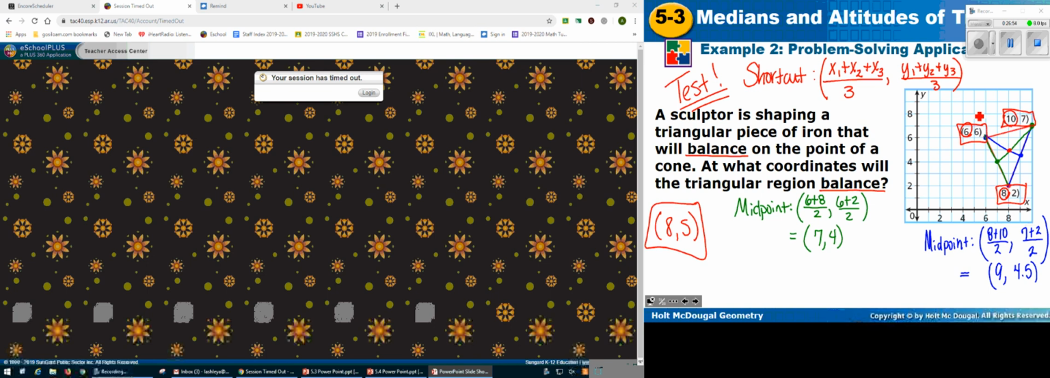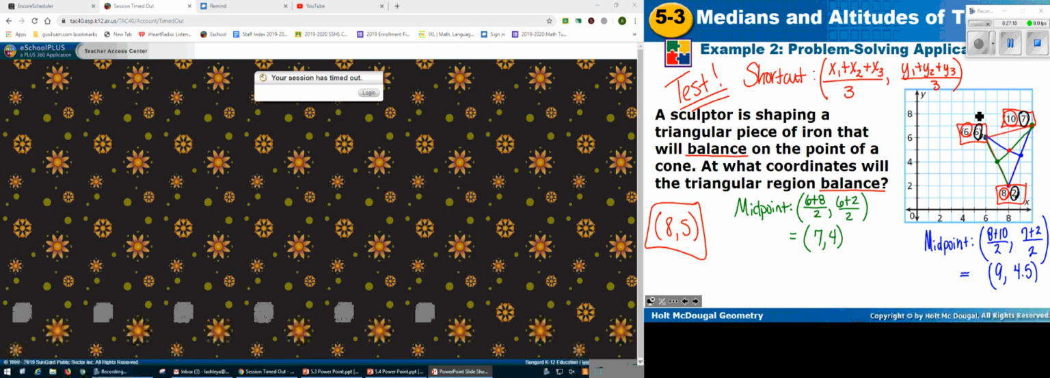14 plus 10? 24. And what is 24 divided by 3? 8. So that's exactly what we got. Let's try the y's. What's 2 plus 6? 8 plus 7? 15 divided by 3? 5. And that's what we got.